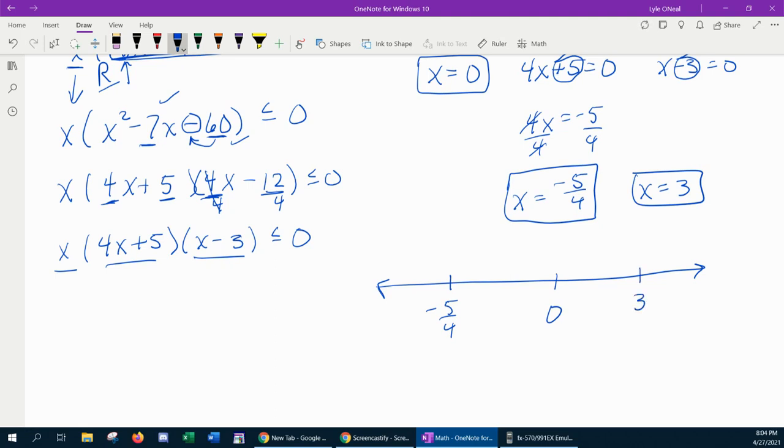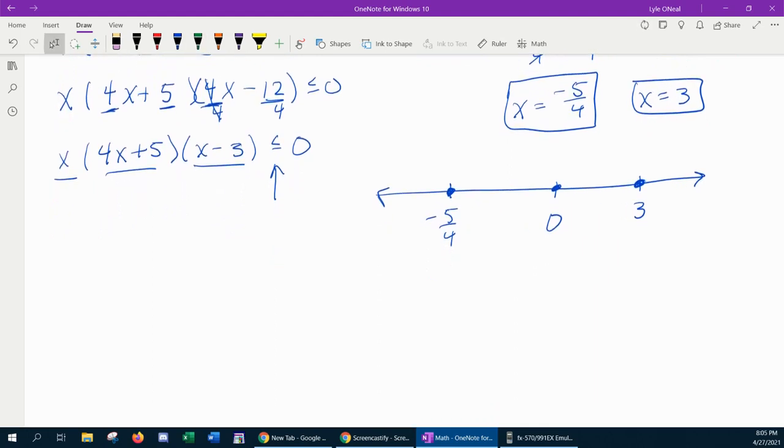Now we need to determine if those are going to be open circles or solid dots. That is based on the inequality, which does have the equal to part. And so these are all going to be solid dots. And now we need test points. And you do have to have a test point for each region.